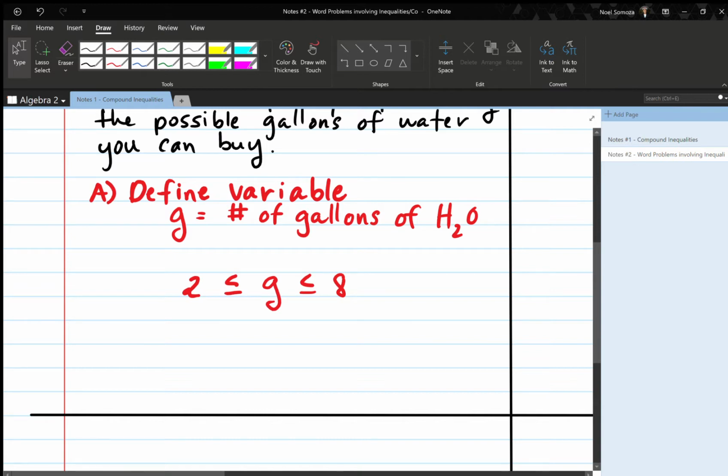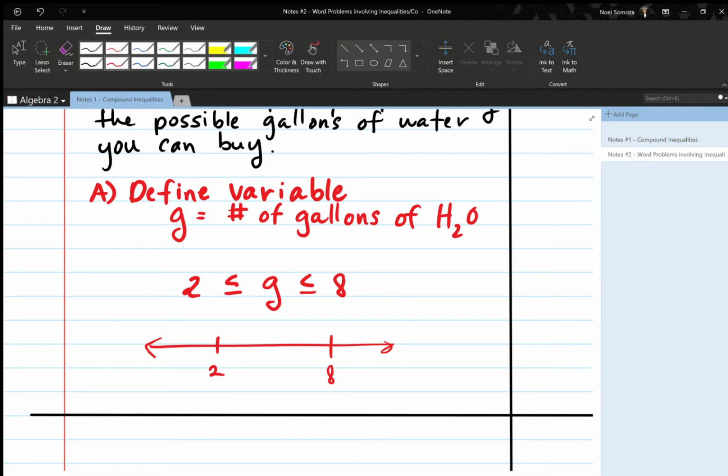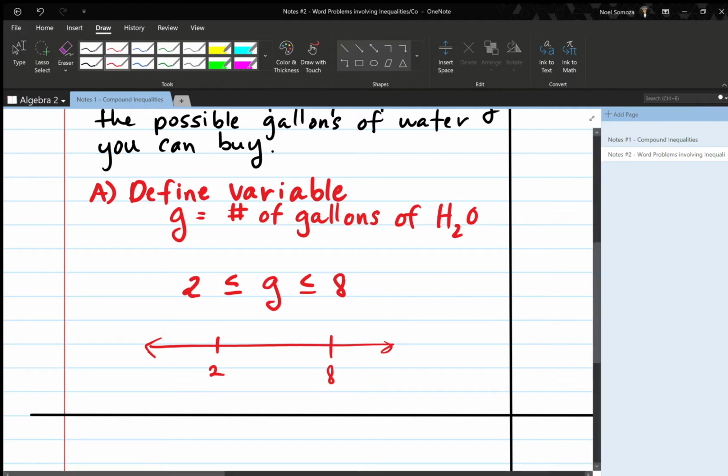If I want to draw out a number line here, 2 and 8. Do you think this is going to be one of those tricky cases where there's no overlap, that special case we looked at yesterday or Friday? Nah, it's water. We want somewhere in the middle, between 2 and 8. So in this case, we have a solid circle, and you shade everything in between.